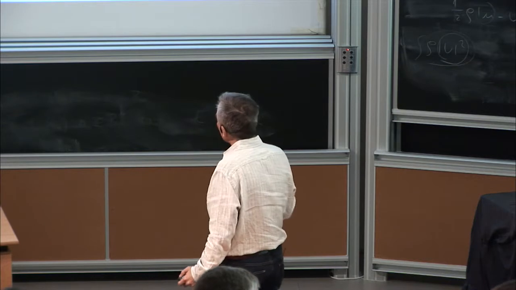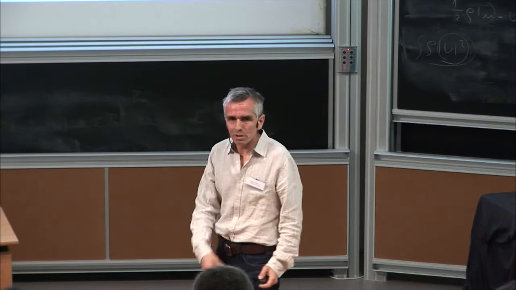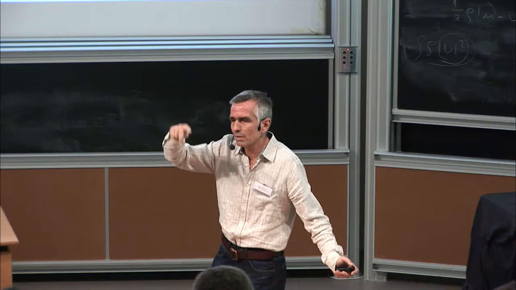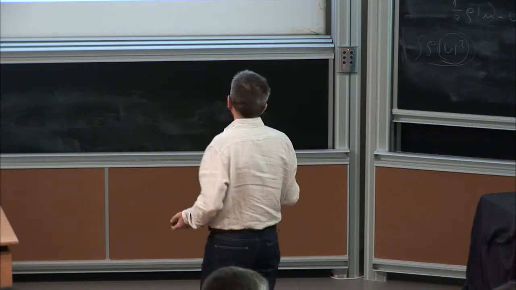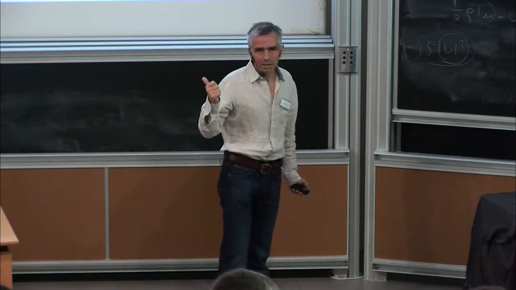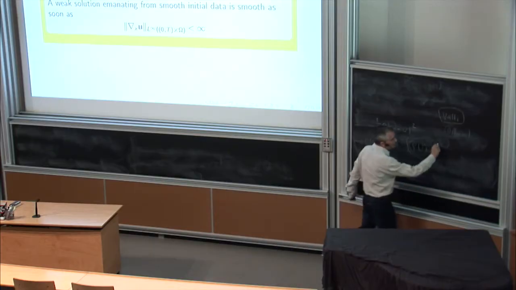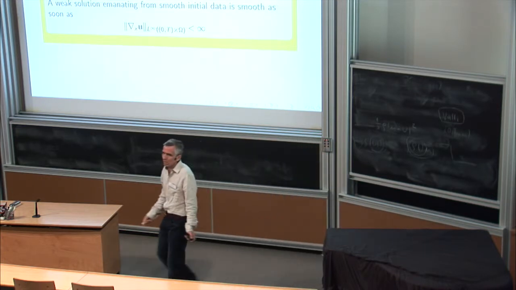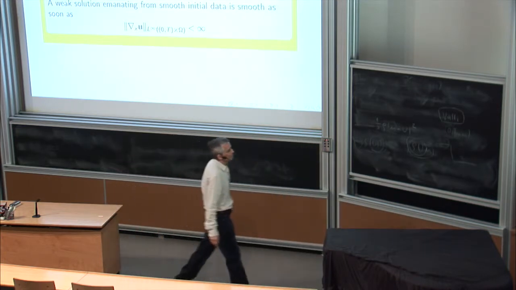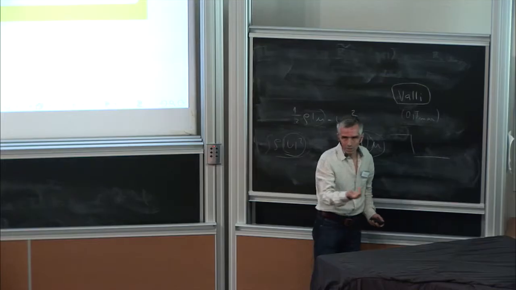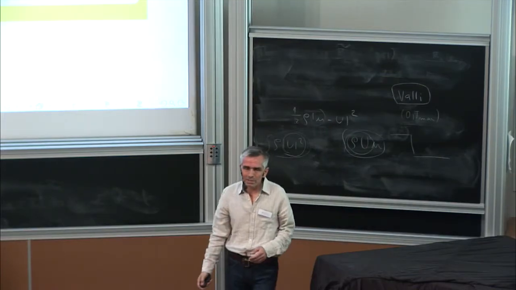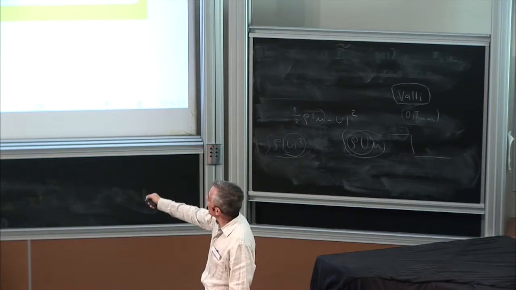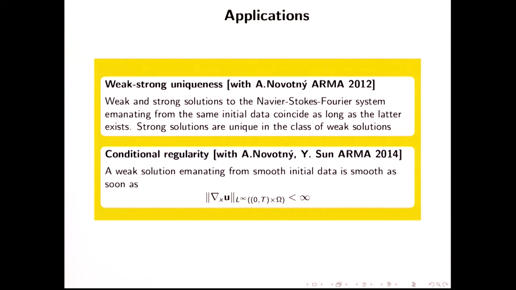You cannot hope to say, I have a weak solution, I know the velocity is regular, so the solution is regular. Because it turns out that the data, to begin with, must be regular. If you start with a density which has a jump, then as was proved by David Hoff, this jump will be there forever, and you would never get a regular solution. However, you may ask what happens if you start with regular initial data, and what should be satisfied by the weak solution in order to say that it is regular.